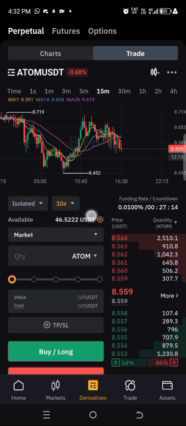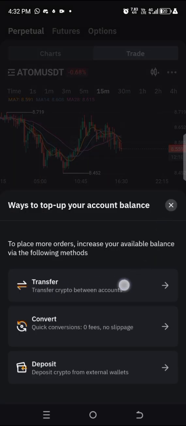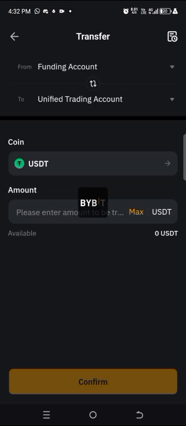If you don't have money there, click on your plus sign and then you can transfer money from any account. If you click on this transfer, it's going to bring you transfer from funding to unified trading account. Your Bybit perpetual uses the money in your unified trading account. So you have to deposit money here. If it's already in your funding, you transfer it. After that, you confirm it.